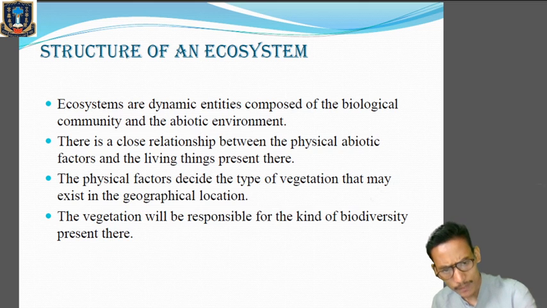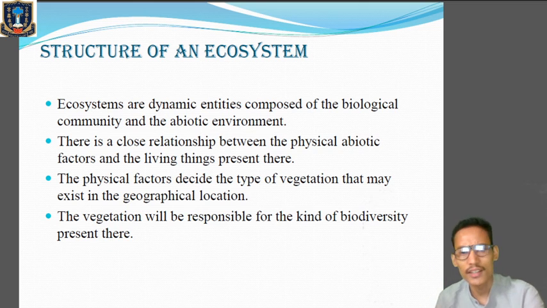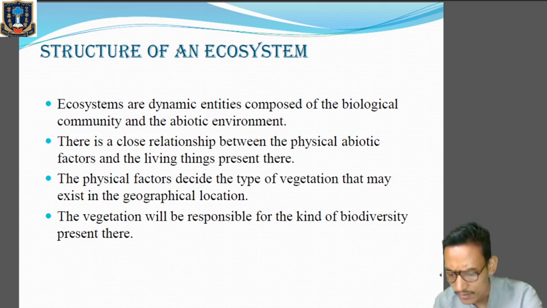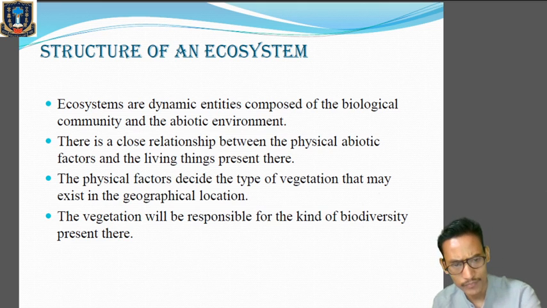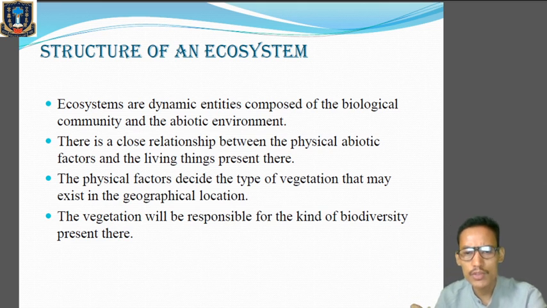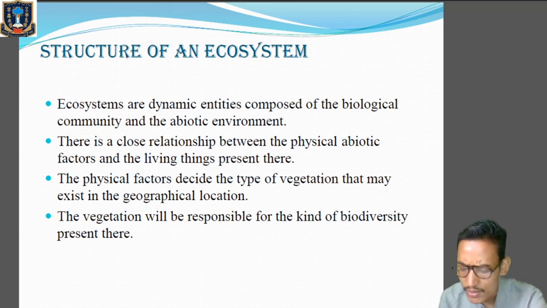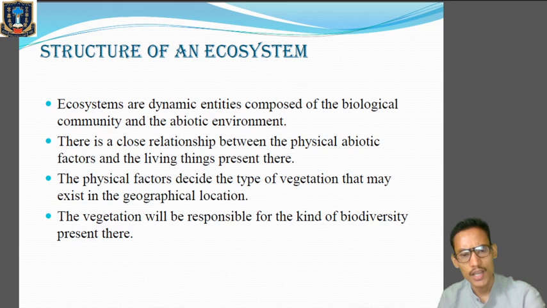The physical factors will decide the type of vegetation that may exist in the geographical location. For example, the soil, the rainfall, the climatic conditions of that place. Clear? These will decide whether the particular habitat will be a forest ecosystem or a desert ecosystem. The vegetation will be responsible for the kind of diversity present over there. And the biodiversity in turn will modify the physical environment.